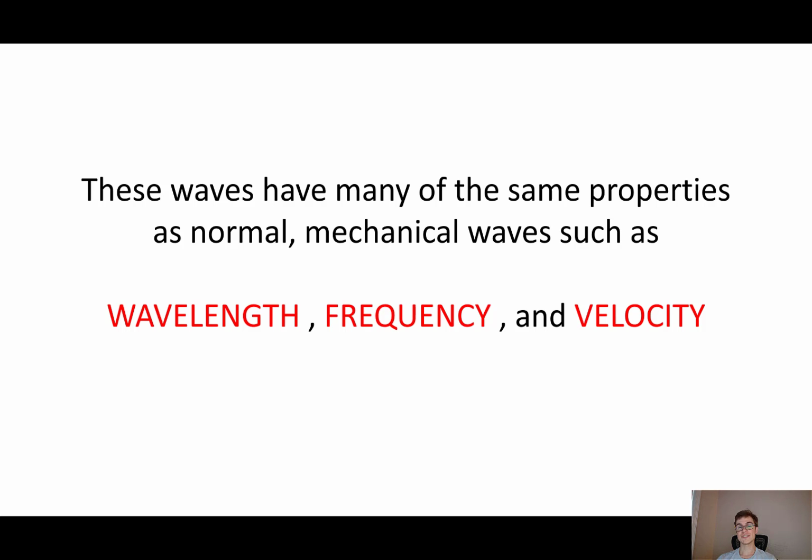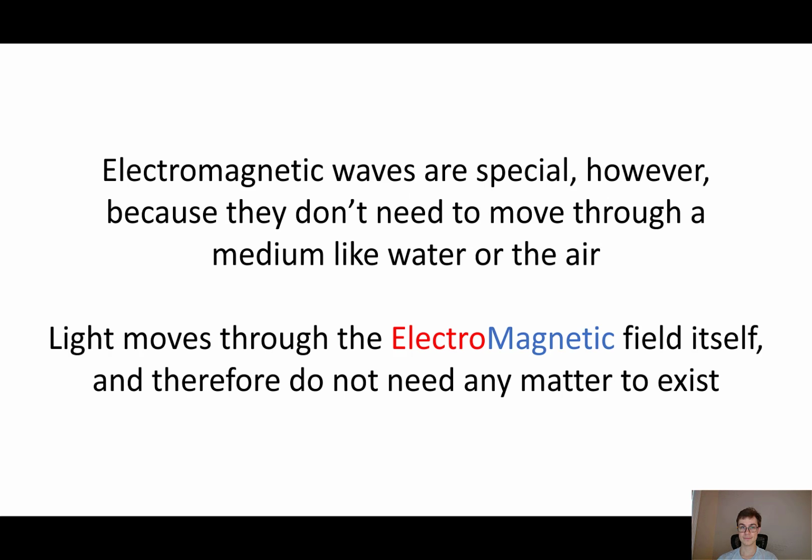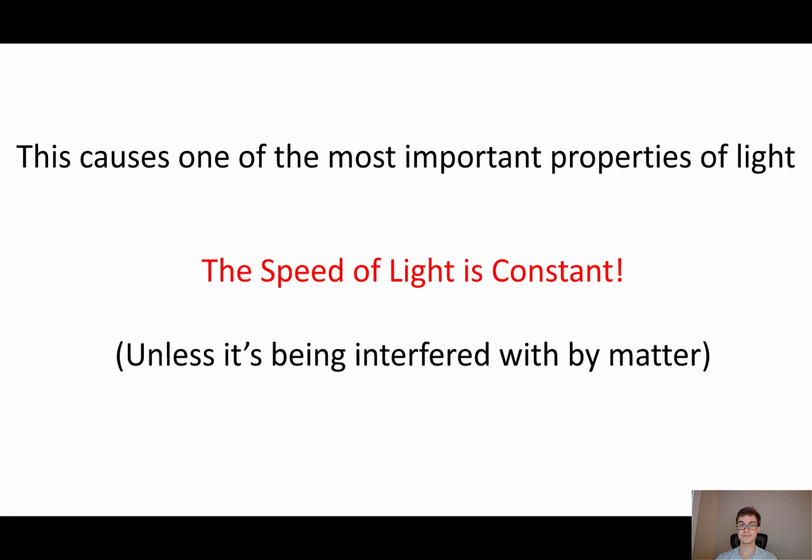These waves have a lot of the same properties as normal mechanical waves, like wavelength, frequency, and velocity, so we can use a lot of the same math to describe them. Electromagnetic waves are really special, however, because they don't move through the water or the air. They move through the electromagnetic field itself, which isn't any sort of matter. It's not physical. So light waves don't actually need any matter to move through. They can go through outer space. They can go through thin air, basically nothing at all.